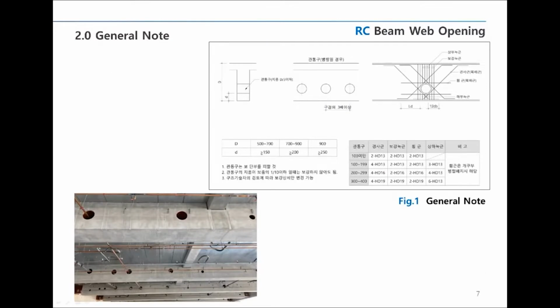For the general features, there are a lot of cases in real projects with openings for pipes. The picture below is opening on concrete beam from the site. Figure 1 from the general note is reinforcement details on general beam opening. As you can see from the picture, if there is an appropriate concrete opening gap, structural stability can be secured by processing it like general reinforcement and placing concrete.